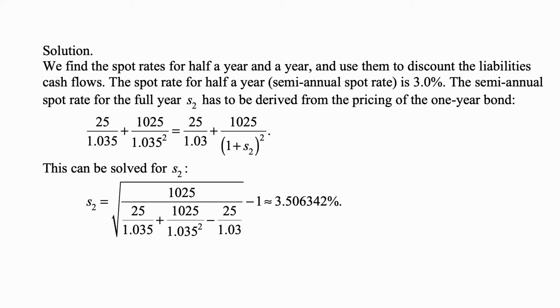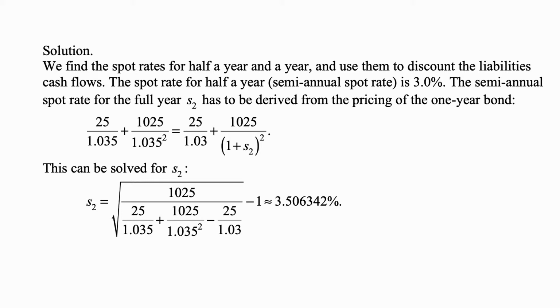And here's the solution. We will find the spot rates for half a year and a year and use them to discount the liabilities cash flows to find the price of the bonds that would match the cash flows. So the spot rate for half a year, semi-annual spot rate, is 3%, as given.